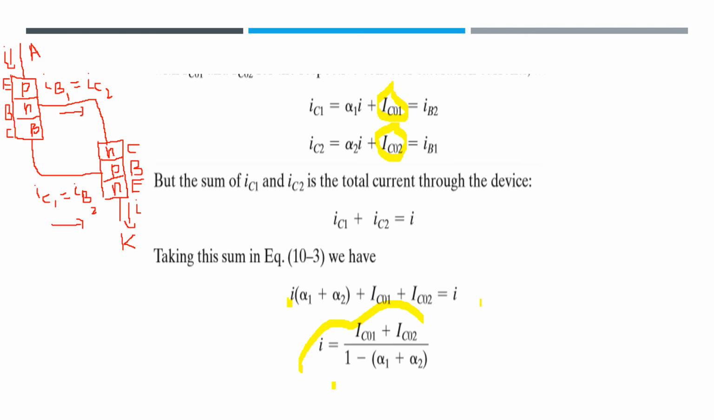SCR moves from the forward blocking state to the forward conducting state, that when the current transfer ratio of both the transistors increases and becomes comparable to 1 or equal to 1, then this current rises instantaneously, as it is shown here from the forward blocking state to the forward conducting state, the current rises instantaneously. So this is the procedure by which we have moved from the blocking state to the conducting state.